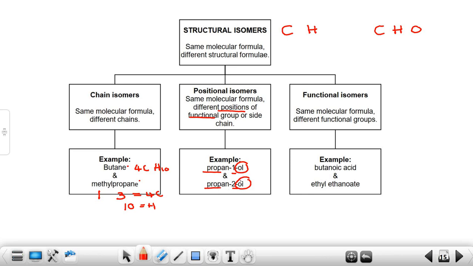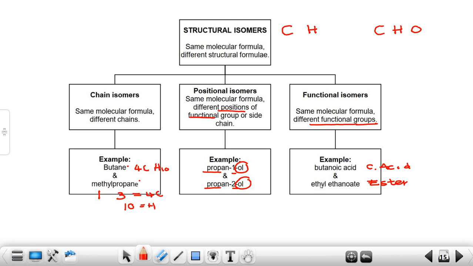This 2 is saying that the OH, the hydroxyl group, is on carbon number 2 of the three carbons. So the position of that hydroxyl functional group gives us a different isomer, because the images of the structures will be different. Functional isomers also have the same molecular formula, but the functional group is going to be different. Here they are saying butanoic acid, which is a carboxylic acid, and ethyl ethanoate, which is an ester. So the functional group inside these two compounds is different, and that is the reason why it gives rise to functional isomers.